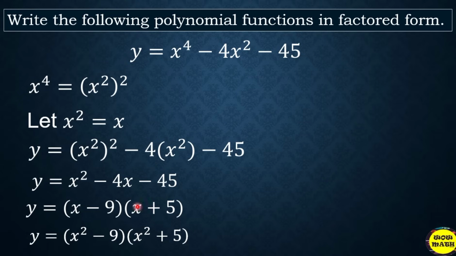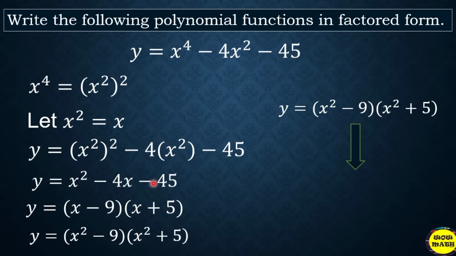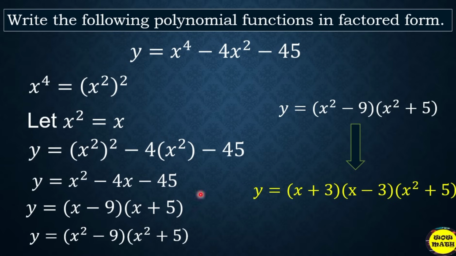Ginamit lang natin itong x para mas madali tayong mag-factor. Pag na-factor mo na, ibalik mo na siya sa dati. So, x squared, pinalitan natin to, x squared din to. We now have x squared minus 9, x squared plus 5. Our factored form is x plus 3, x minus 3, and x squared plus 5.